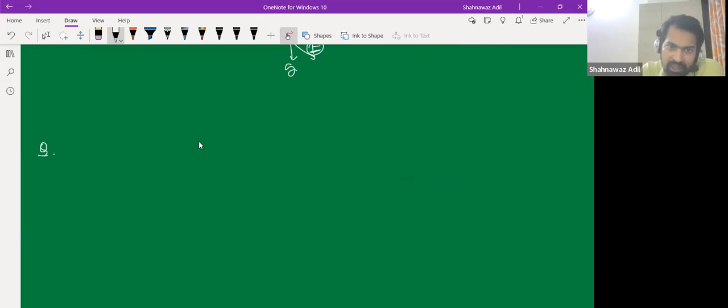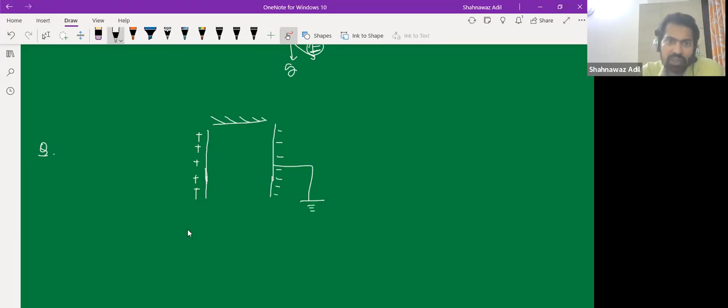The question is that we have a simple pendulum. But where is it placed? It is placed inside a parallel plate capacitor, and this is positive, and this is negative. So this simple pendulum is hanging, this is length L, and it is experiencing a gravitational force in the downward direction.